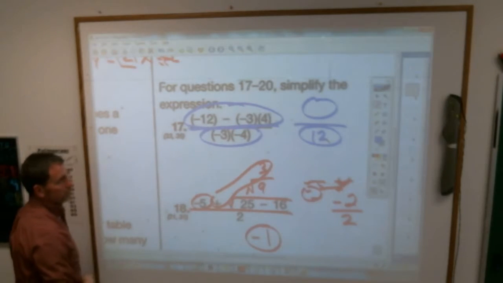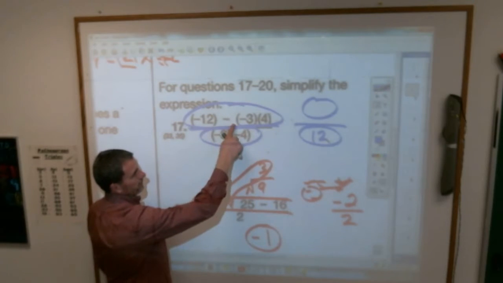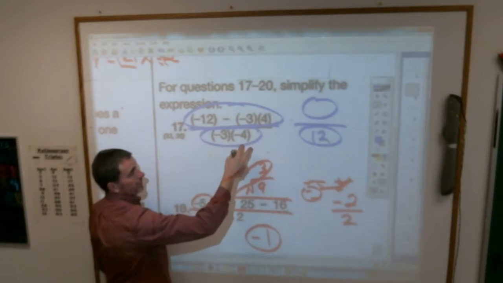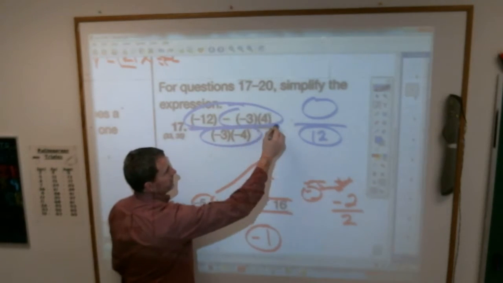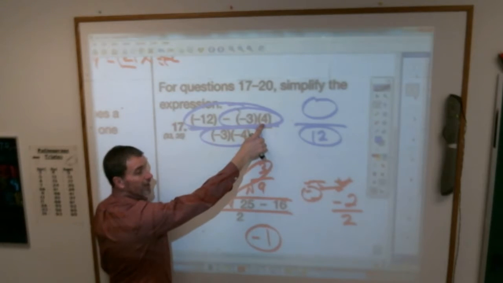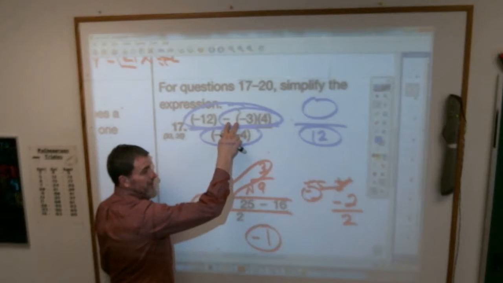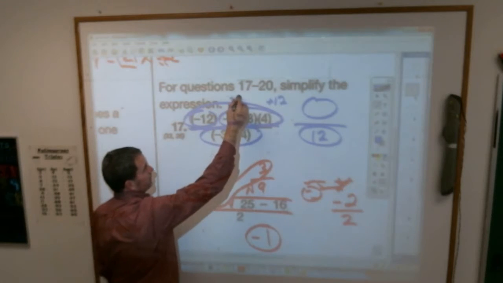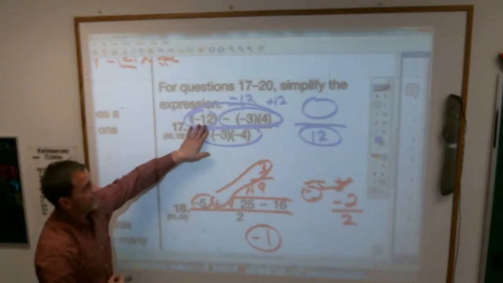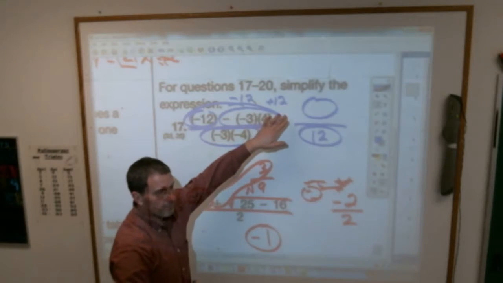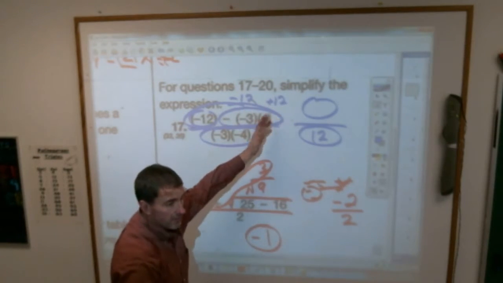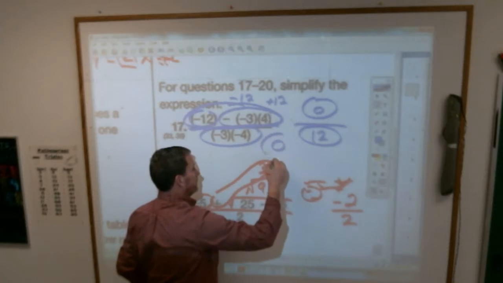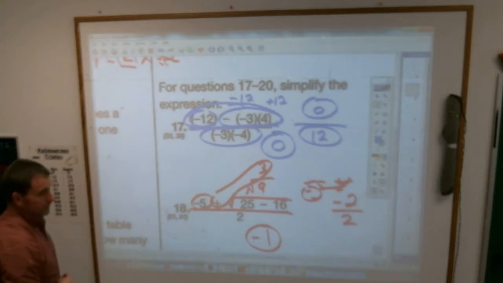The other part of this is probably a little more confusing, but what you must understand, this part here is multiplication, but this part here is subtraction. So in order of operations, you must do this part first. 3 times 4 is 12. Two negatives make it a positive 12. This is a negative 12. What do you get when you put a negative 12 above with a positive 12 above? Negative 12 and positive 12 is 0. 0 divided by 12 is 0. 0 divided by anything is 0.